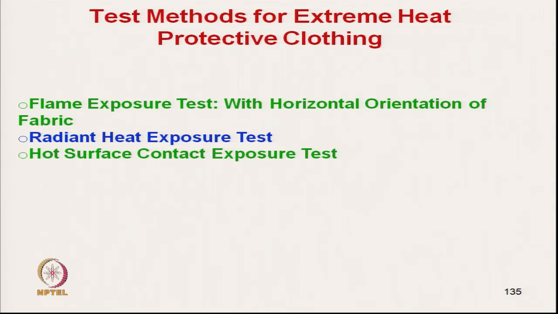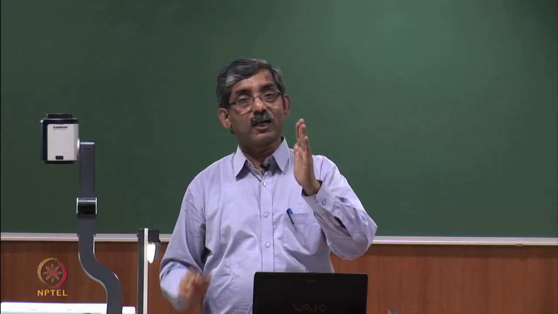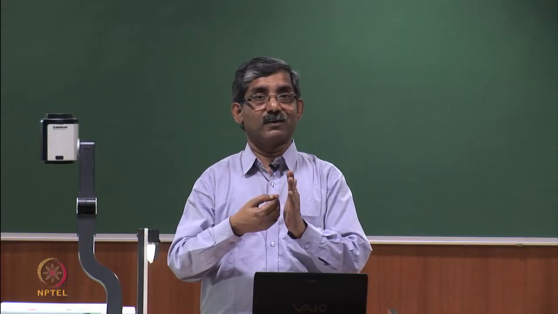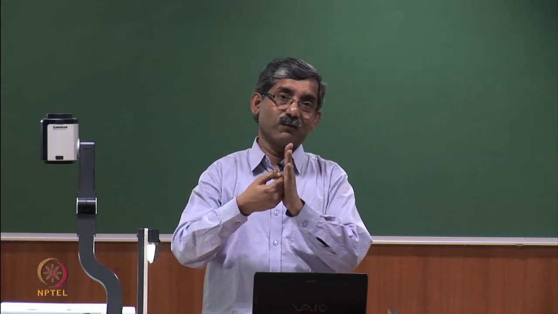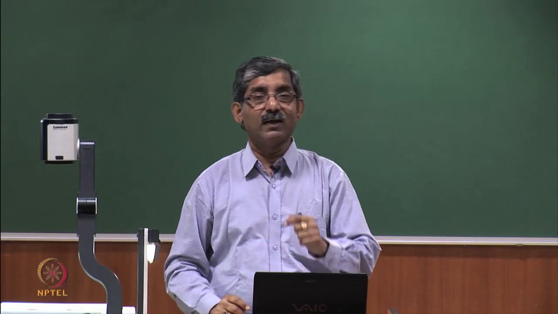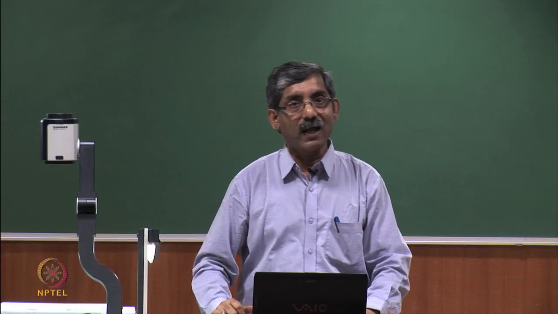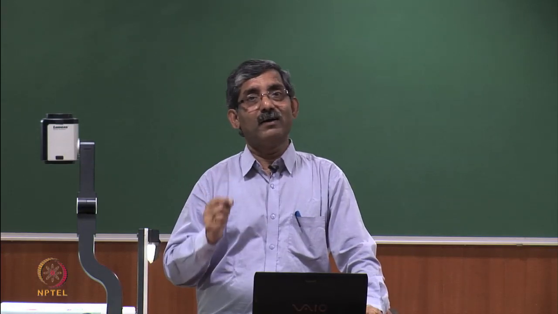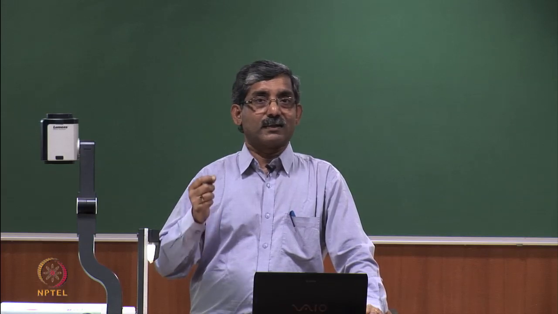So, this is a fabric specimen, clothing, and the radiant heat source is not in contact with the fabric. But in this hot surface contact exposure test, the fabric is exposed to a hot surface. So, the hot surface is in touch with the fabric, and then the amount of heat transmitted through the fabric is measured, and the second degree burn time is calculated.